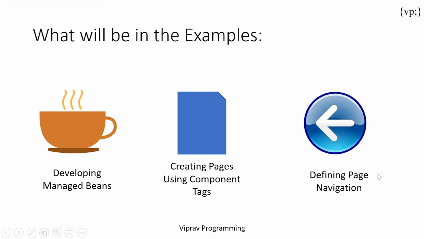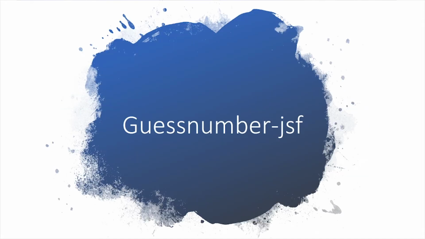And defining page navigation means that, let's say you log in and then you want to log out, so you leave the computer, and then somebody shouldn't be able to go back whenever you log out. So that's basically what defining page navigation is. And there's a lot more, like mapping the facelets servlet instance and adding managed bean declarations. Now let's take a look at the guess number JSF example.